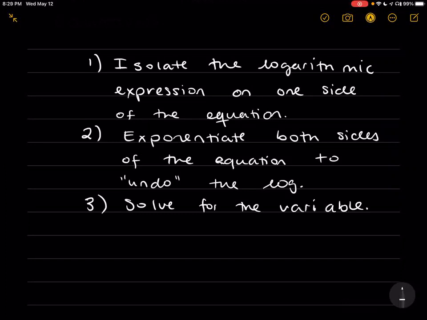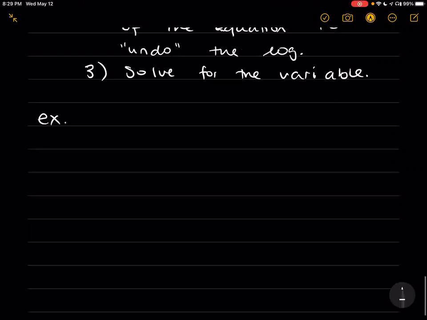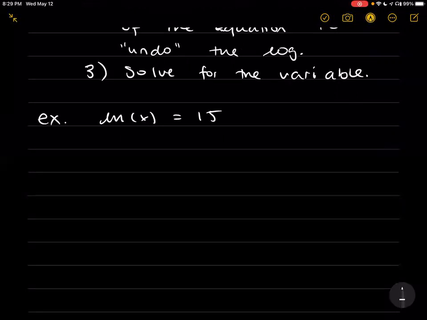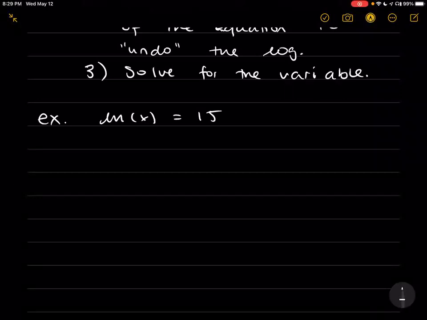Okay, let's look at some examples. So maybe we want to solve something that looks like ln of x equals 15. Remember, ln is the natural log, that's log base e. So we already have the logarithmic expression isolated on one side. Let's go ahead and exponentiate. Because ln is log base e, we want to take both sides of this equation and have them as the exponents to e. So we get e^(ln x) equals e^15.